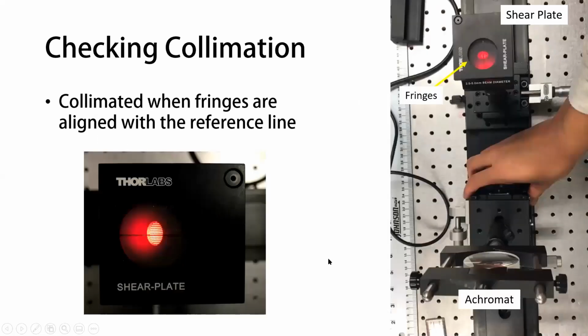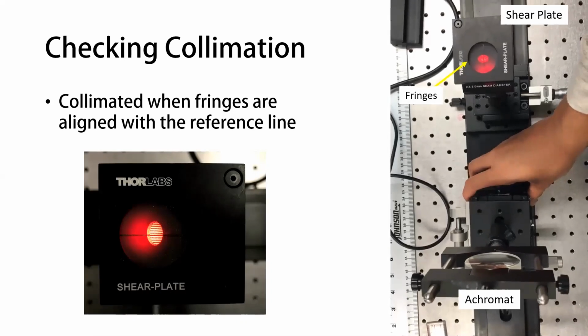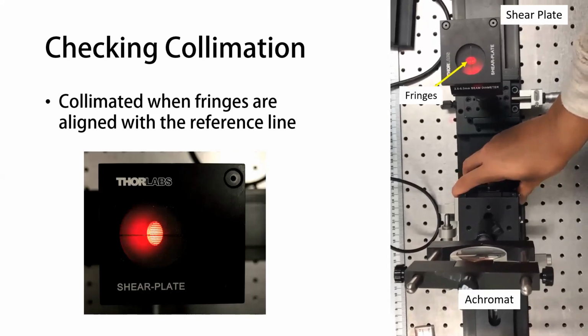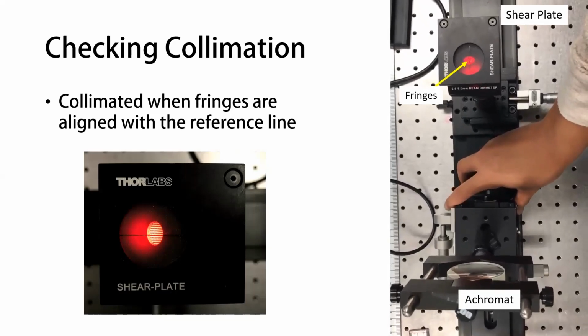After alignment, the collimation of the beam had to be checked. This is done using a shear plate. The wedge shear plate creates two reflections in the beam. These beams interfere and create bright fringes where they constructively interfere and dark ones where they destructively interfere. When the incoming beam is collimated, the fringes will be parallel to the reference line. When it's not, the optical path difference between the interfering waves will not be zero, causing a tilt in the fringes with respect to the reference line.